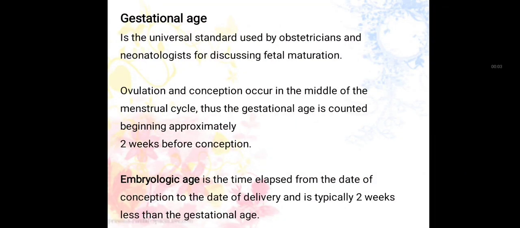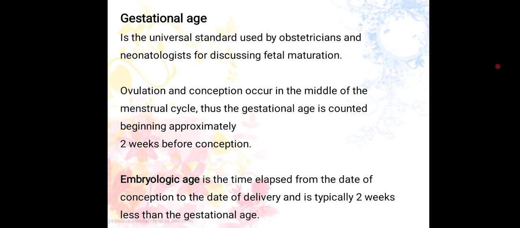The next important concept to know is the gestational age. Gestational age is a universal standard used by obstetricians and neonatologists for discussing fetal maturation. Why is it important to calculate gestational age? Gestational age guides the timing of fetal screening and prenatal diagnostic tests. Also, it can optimize fetal growth surveillance, so it aids in planning pregnancy and timing of delivery, preventing prematurity, which is delivery before 37 weeks, and post-date, which is pregnancy of more than 40 weeks.